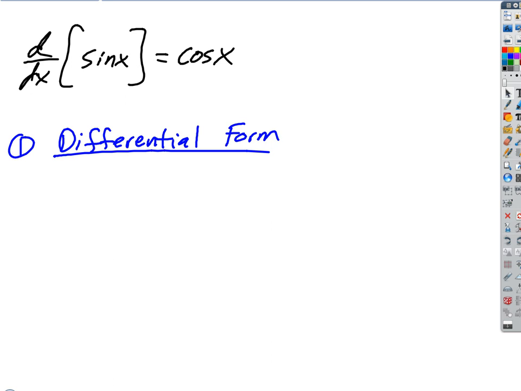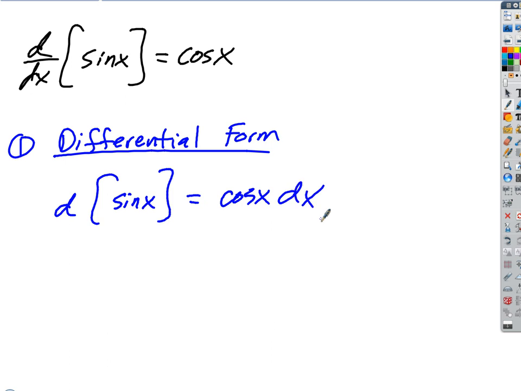So, there you go. Say it again. Okay. So we write that in differential form. And now step 2.